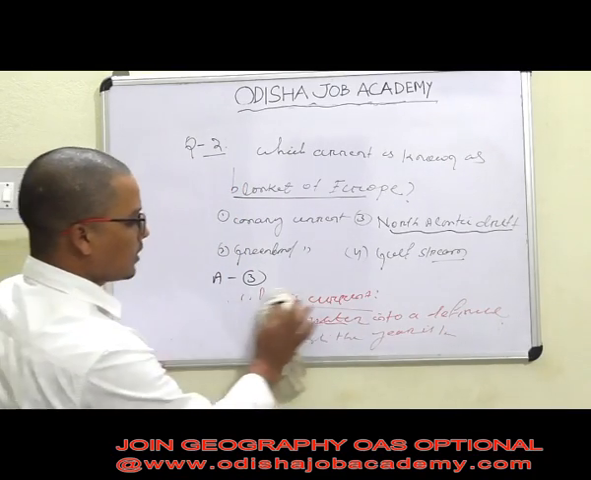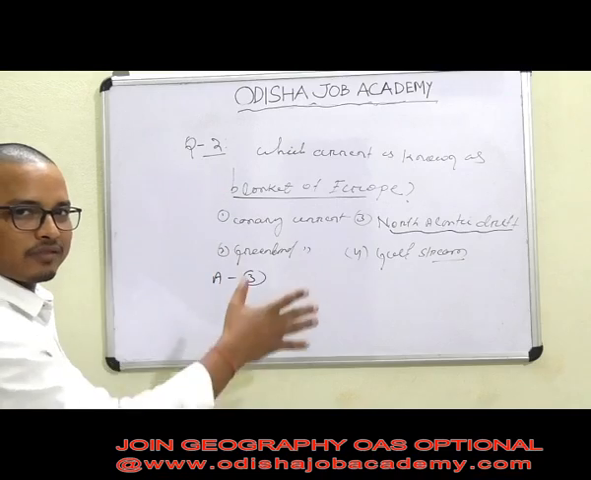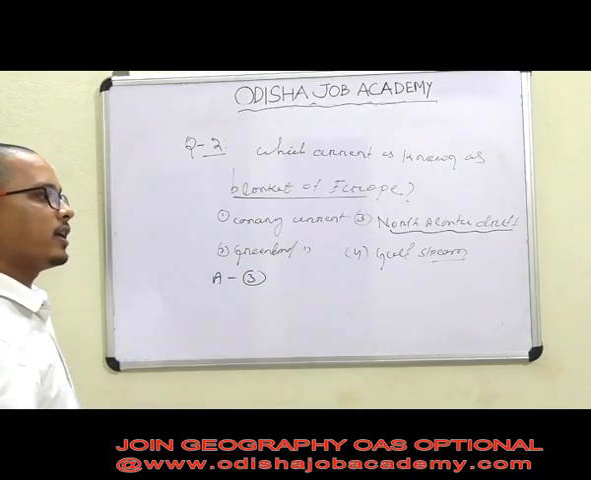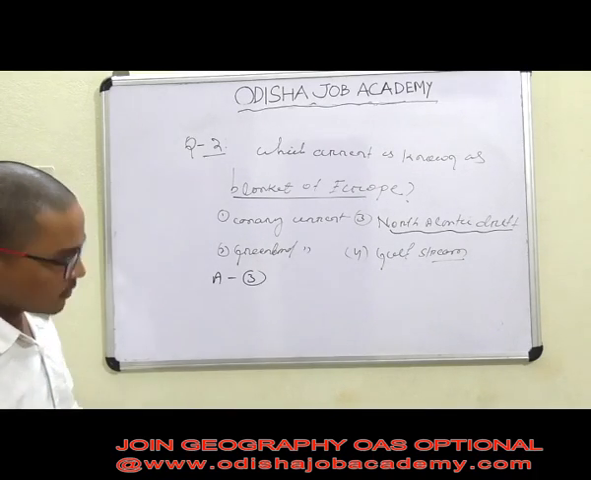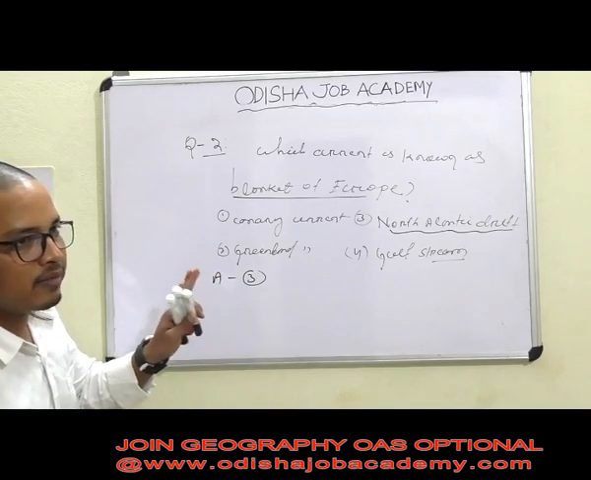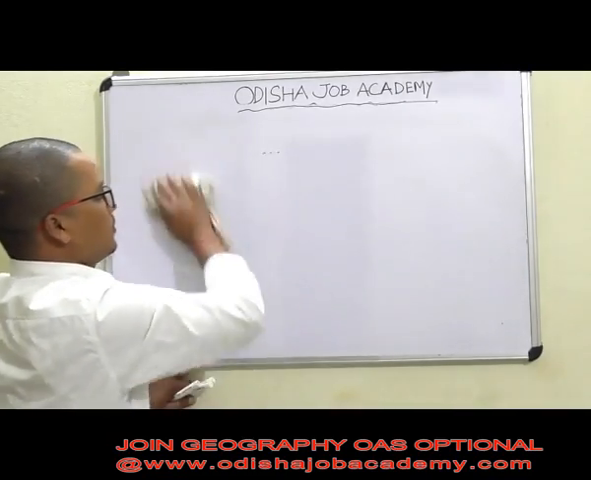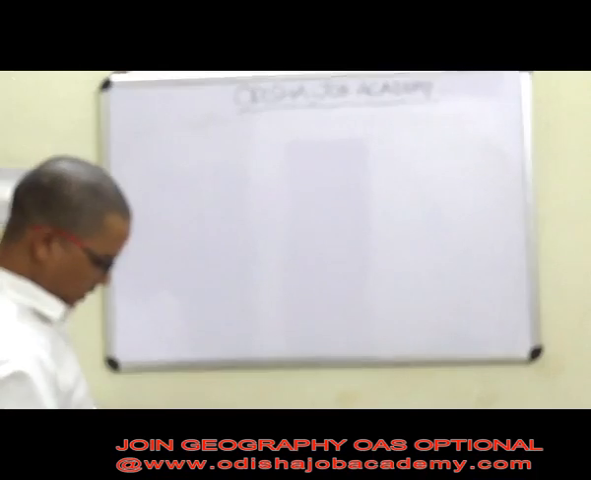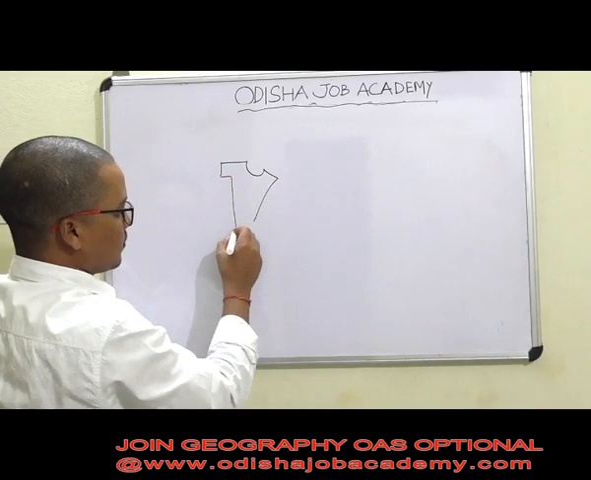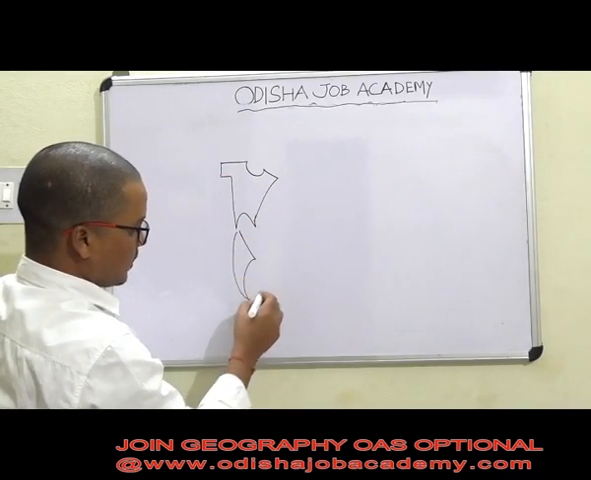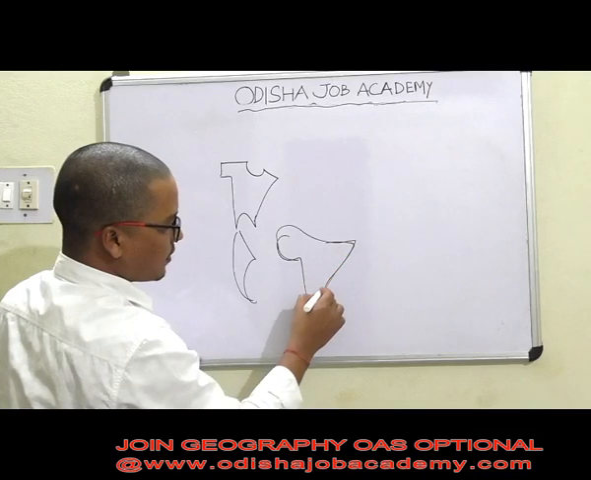Now we come to all the currents of the world. I will draw a world map and present all the currents of the world there. I will discuss all the cold currents and all the warm currents. So the answer is there. Now we come to the world map and the presence of currents. Now I will first draw the world map.